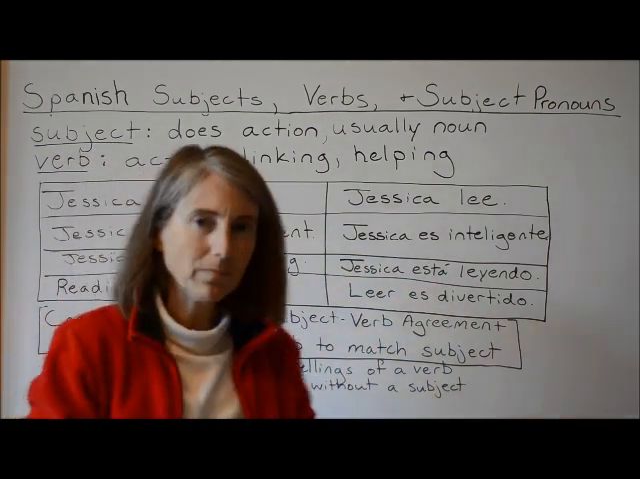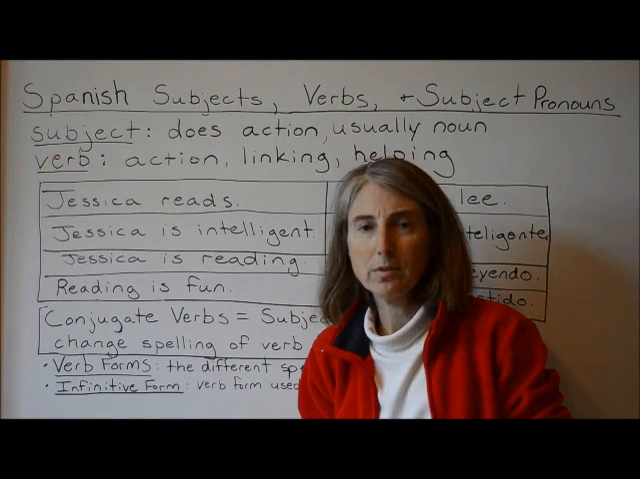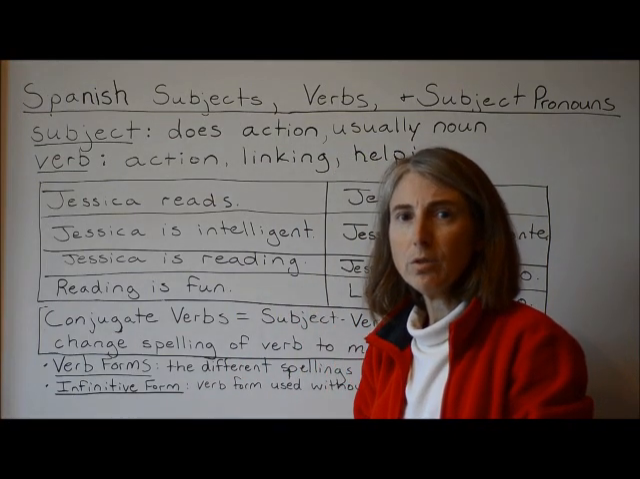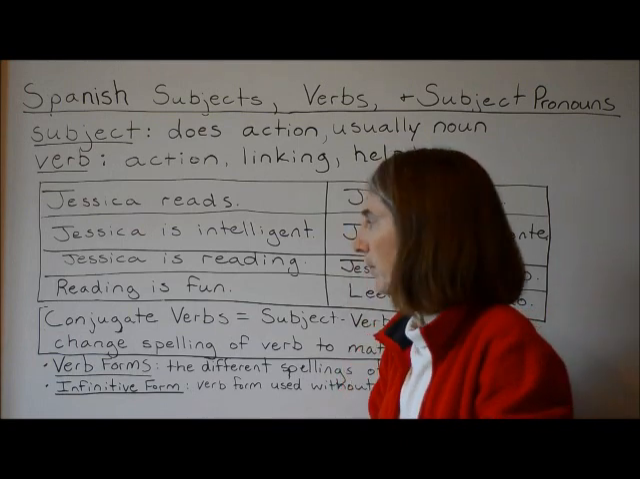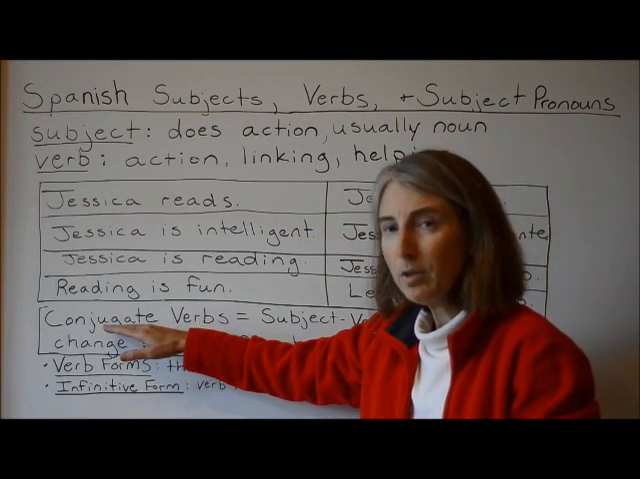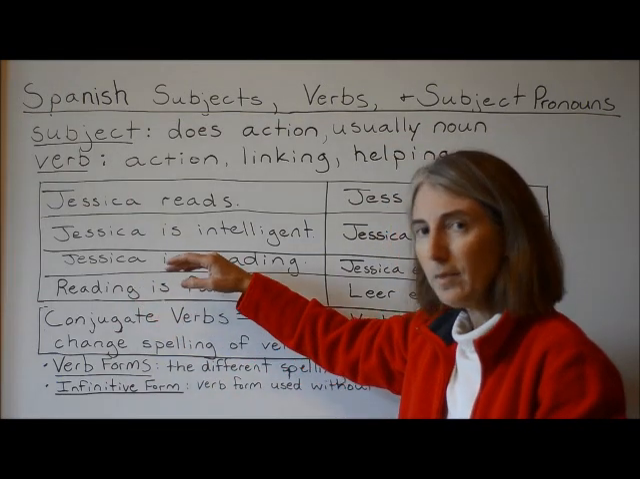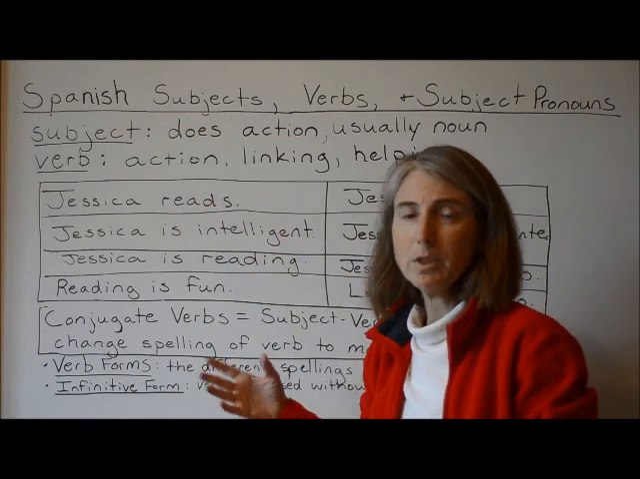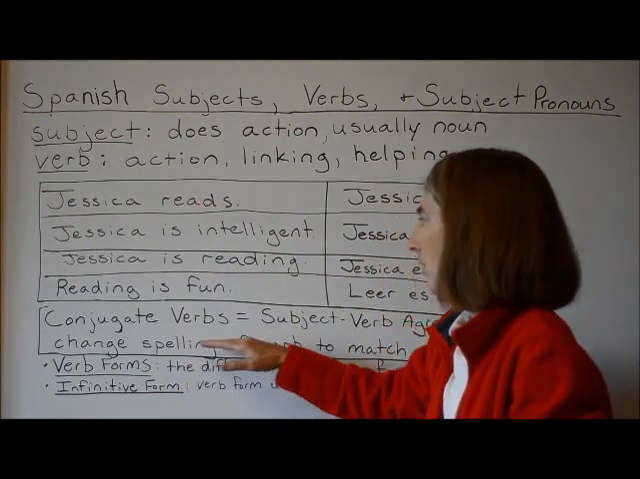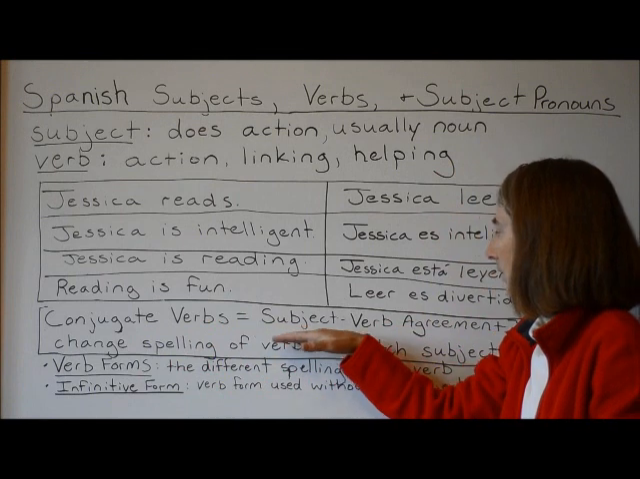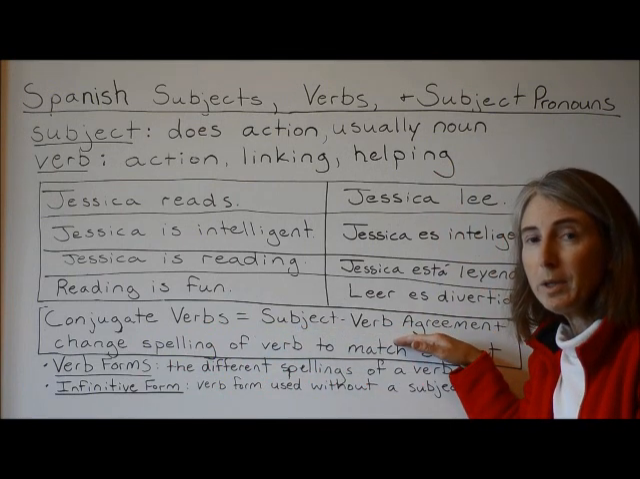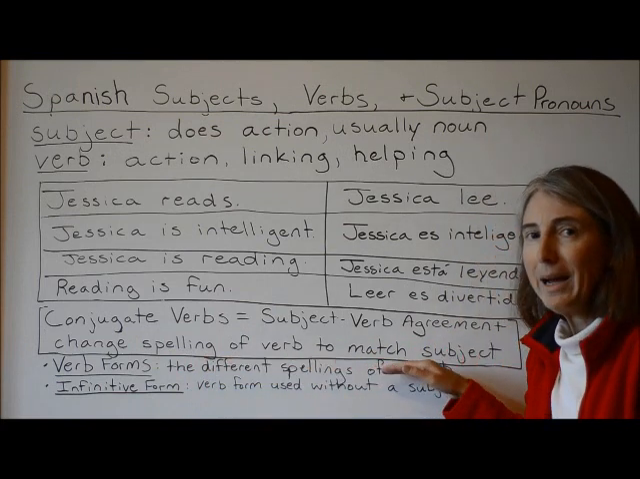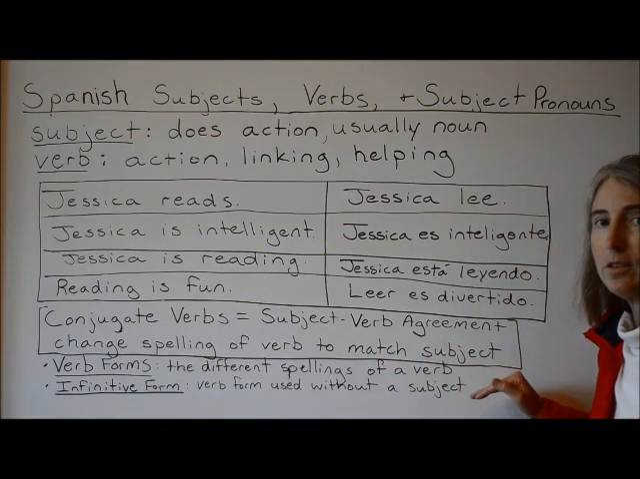Now, when we change verbs, we change the way they're spelled in sentences. We do this so that the subject agrees with the verb. That's called conjugating verbs. We have different forms of the verb to read, depending on who's doing the action. So conjugating verbs is simply subject-verb agreement, where we change the spelling of the verb to match whatever's doing the action, to match the subject.